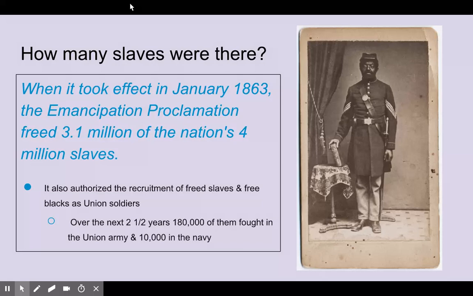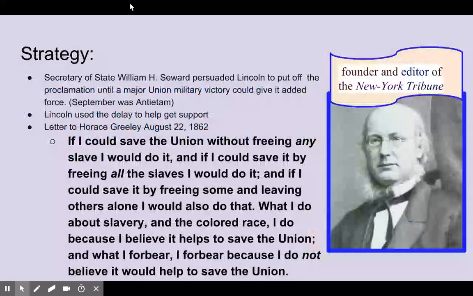So now you have a lot of slaves leaving or escaping and joining the Union cause. So over the next 2.5 years, over 180,000 African Americans fought in the Union Army, and another 10,000 in the Navy. This was also largely part of military strategy. It wasn't just about human civil rights.